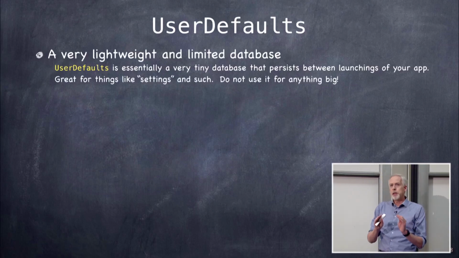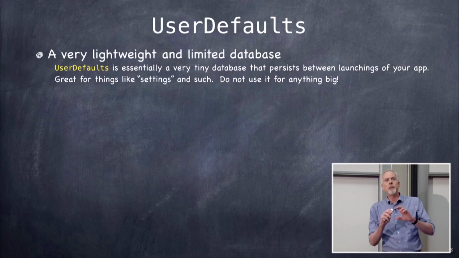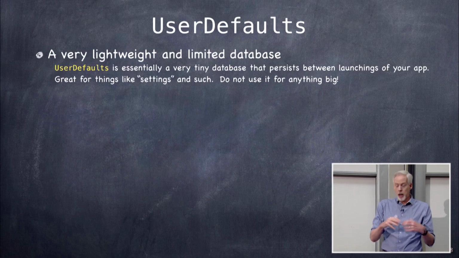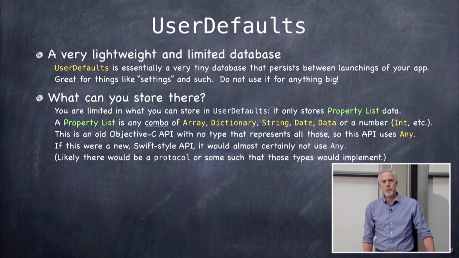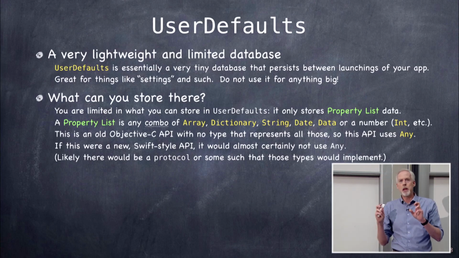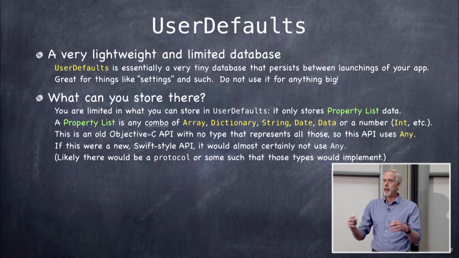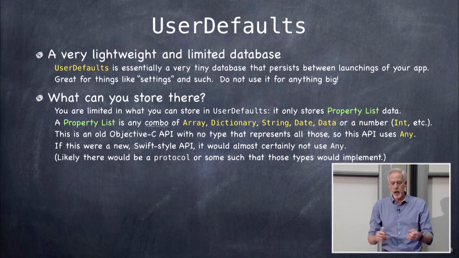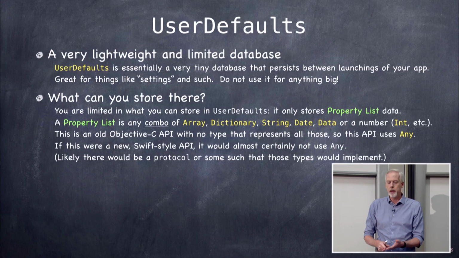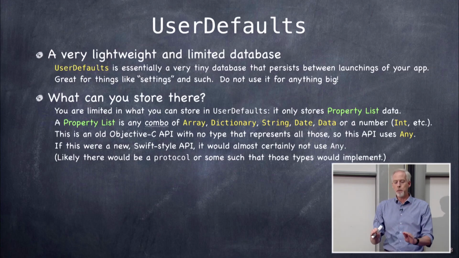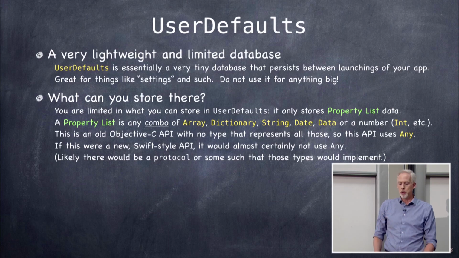Now, this one is super duper simple. It's kind of like a dictionary that persists. Right? You put things in this dictionary with keys and values, and when you run your app the next time, oh, they're still there, okay? The only restriction on that, though, is that the only things you can put in this dictionary thing is property lists. Okay, now a property list is not a type or anything like that. It's just a concept. A property list is any combination, any data structure that is any combination of only array, dictionary, string, date, data, or a number, like float, int, or double. Okay, that's what we call a property list. And that's the only thing you can put in this little lightweight database called user defaults.